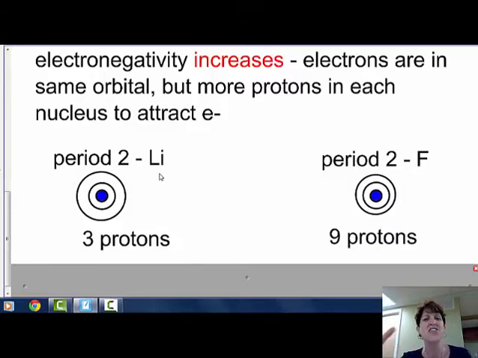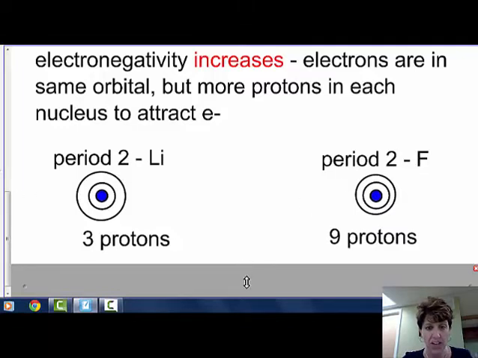Did you think of the answer? Noble gases don't want to have electronegativity. They don't want to attract electrons. Remember, they're perfect. I'm a noble gas. So lithium, wide radius, not as good at drawing in electrons as fluorine.